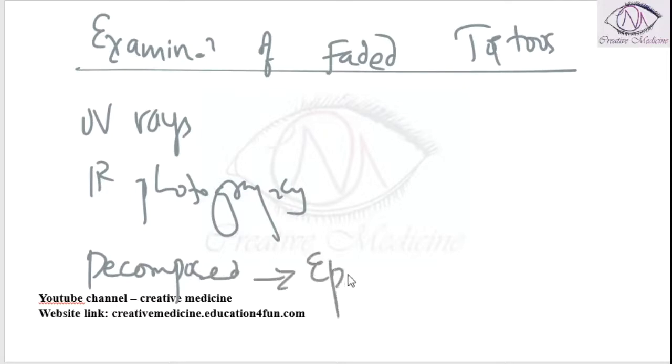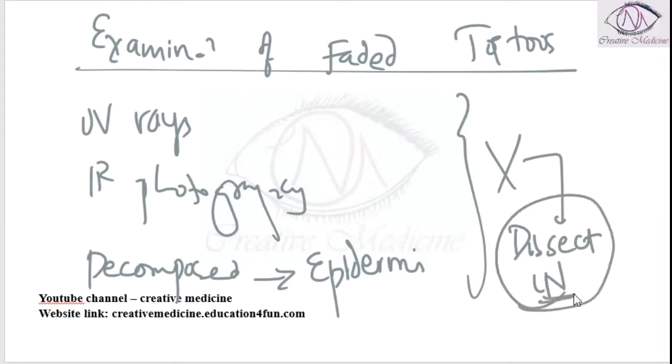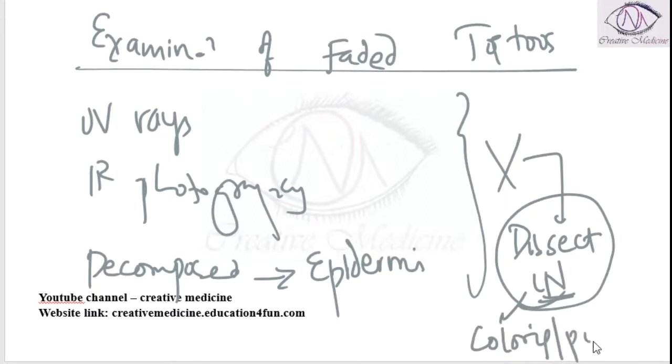If any of the above is not possible to detect the tattoo, then we should dissect the lymph nodes near the tattoo area, wherever the tattoo was made, for evidence of coloring or pigment pattern. That is, the presence of deposition of pigment can be seen in the lymph nodes related to that area.